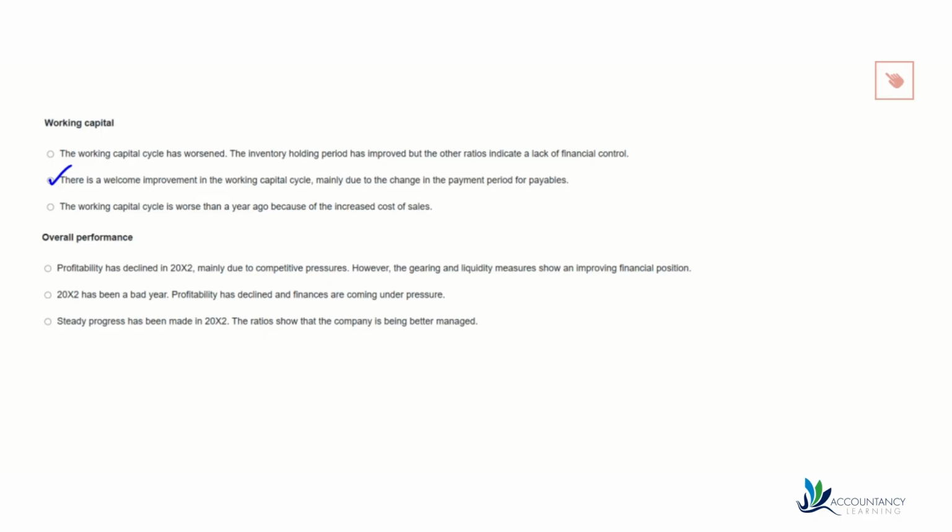And then the final part is to do with the overall performance. If we think about the overall performance, the options here are that the profitability has declined, mainly due to competitive pressures; however, the gearing and liquidity measures show an improving financial position. Another option is that 2002 has been a bad year, profitability has declined and finances are becoming under pressure. And then, steady progress has been made. Well, we know steady progress hasn't been made. We know that the gearing ratio hasn't improved. So that automatically eliminates these two options.